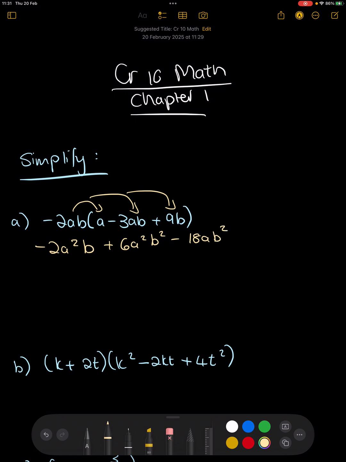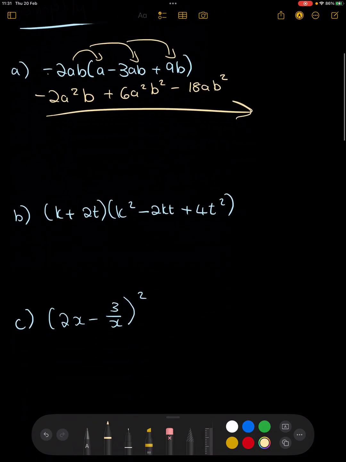Notice how I was careful with the signs. I made sure that the negative multiplied in with each of the terms, and that all the A's exponents added together and all the B's exponents added together. In the next step, I can go and see if any of these are like terms. There are no like terms because here it's A squared and B, here it's A squared, B squared, and here it's A, B squared. So this will then be my final answer.